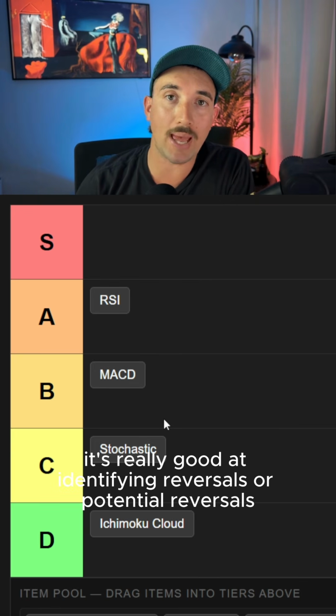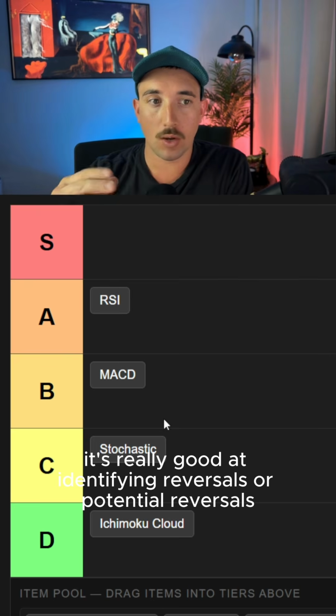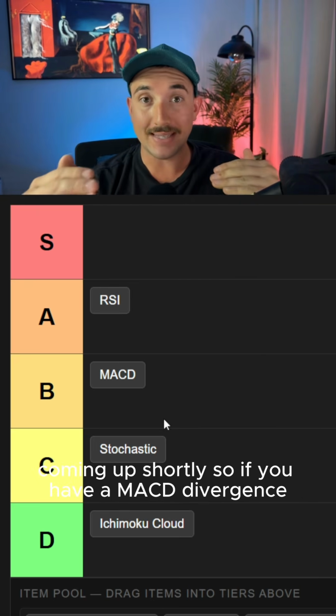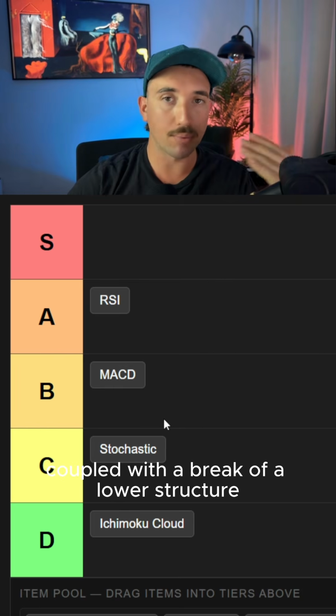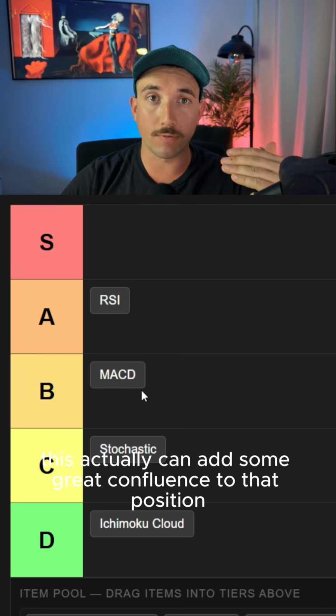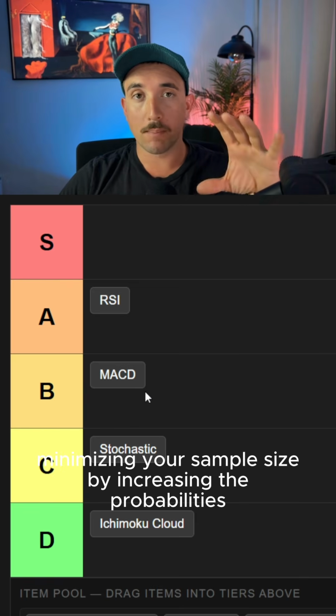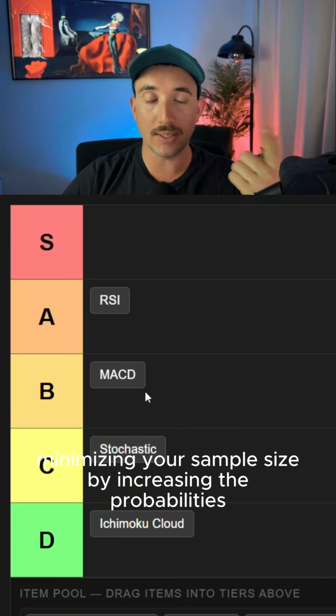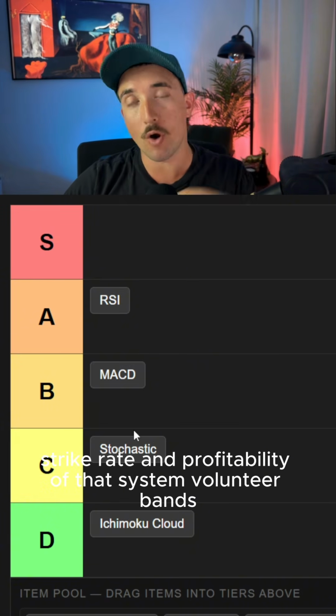It's really good at identifying reversals or potential reversals coming up shortly. So if you have a MACD divergence coupled with a break of a lower structure, this actually can add some great confluence to that position, minimizing your sample size, but increasing the probabilities, strike rate, and profitability of that system.